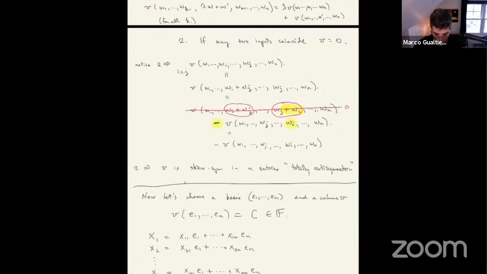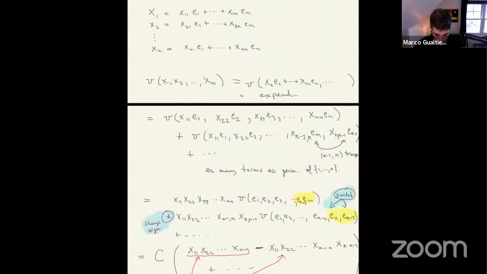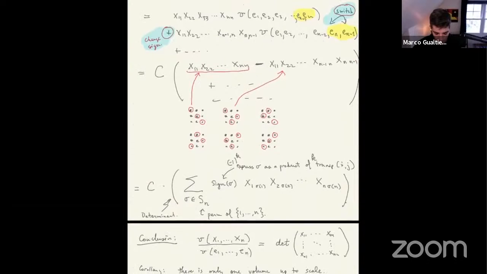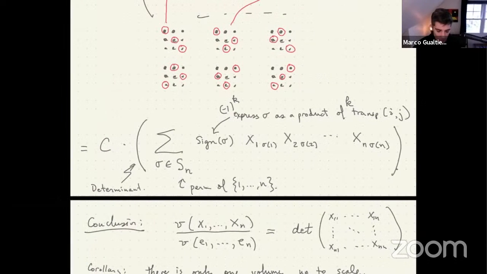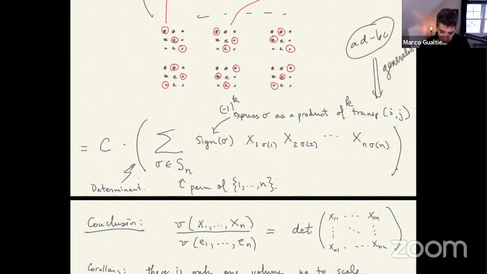And this gives you a formula. This is just a standard formula for a volume on Rn. So we see this is the generalization of the simple formula, AD minus BC. This generalizes to this sum over permutations.